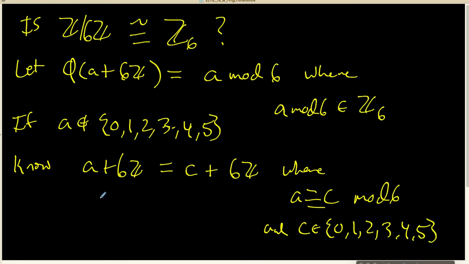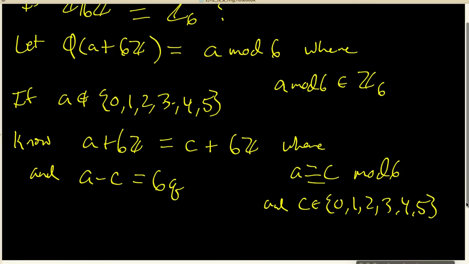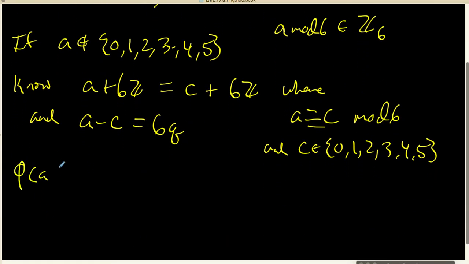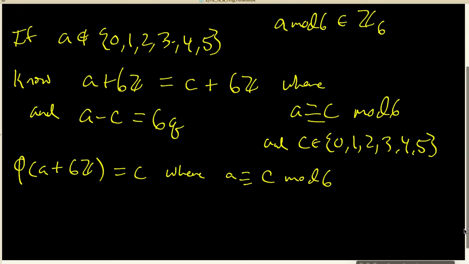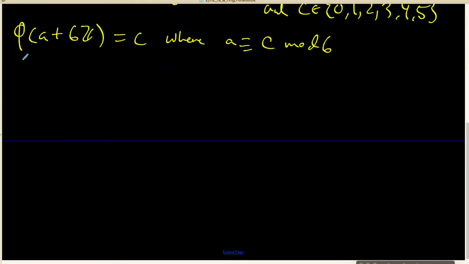And I also know that when this happens, A minus C is some multiple of 6. So what this basically means is that when I'm looking at my rule, and this can be how my rule can be stated, phi of A plus 6Z is going to be equal to C, where A is congruent to C mod 6. This says that I can actually build an explicit table of what the phis are. So I'm going to look at a table of values for the phis.